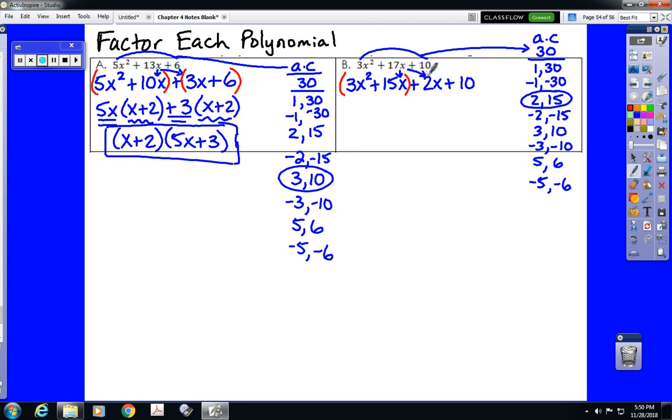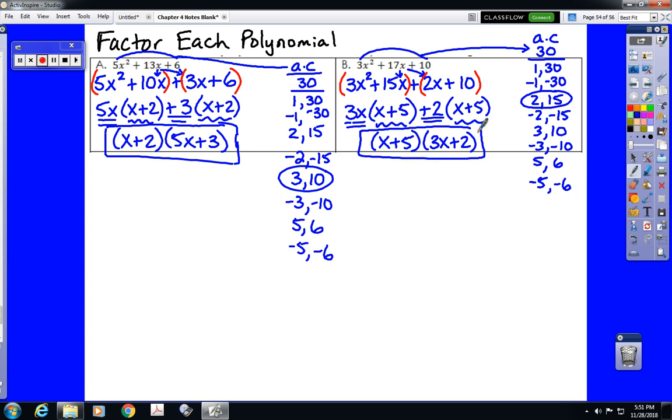Group. Factor out the greatest common factor. So from here I can take out a 3x, which would leave x plus 5. And from here I can take out a 2, which would leave x plus 5. Factor out the x plus 5's, which would leave 3x plus 2, giving us our factored answer.